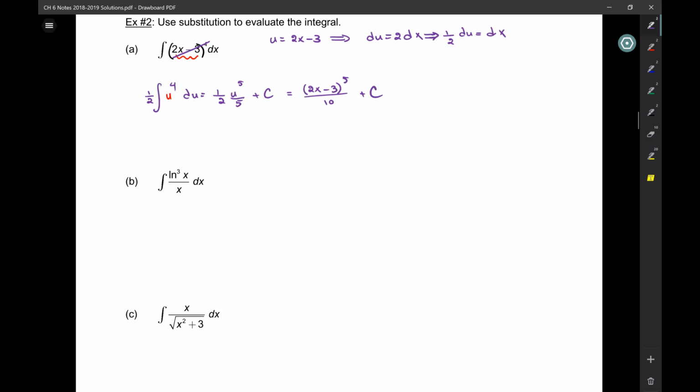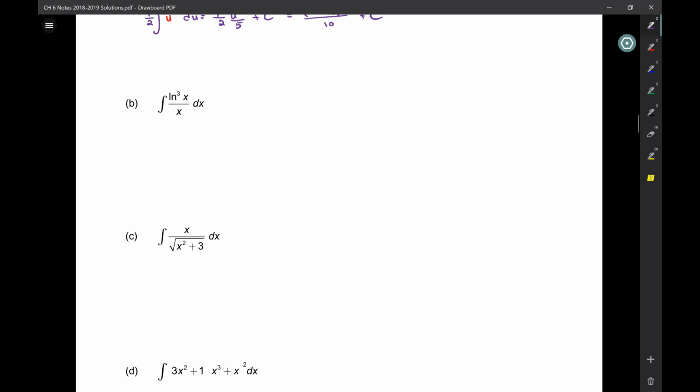All right. Okay, so ln cubed x always throws people off until we realize that we can write it as ln of x cubed over x. Right. So it's ln of x cubed over x. So now I have ln of x cubed and I have x. What's the more complex one? Right. So what's u going to be? ln of x. Okay? So u equals ln of x. So that means what's du? 1 over x dx.